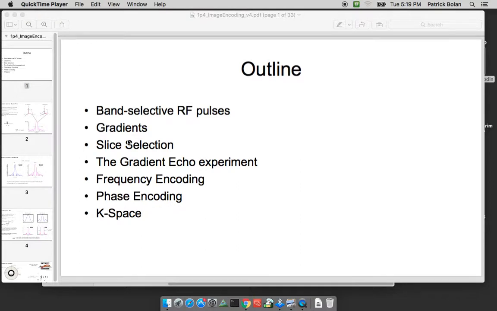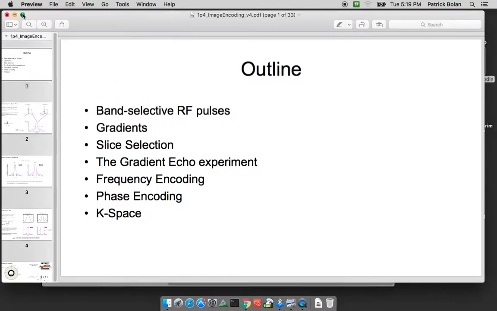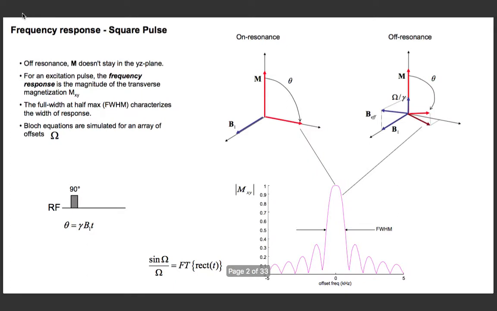Really, I'm going to talk about the three important aspects of image encoding for most of the imaging that we do, which is slice selection, frequency encoding, and phase encoding. And I'm going to break this in two. Getting up to slice selection, I'm going to talk first about band selective pulses, and then a little bit about what gradients are, then slice selection and the gradient echo experiment. And I'll stop this video then, and we'll do frequency and phase encoding in the subsequent last video for this section.